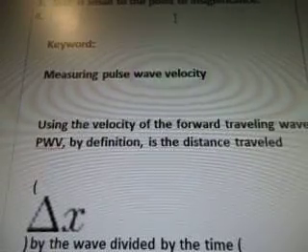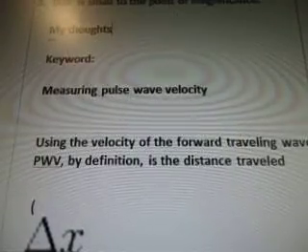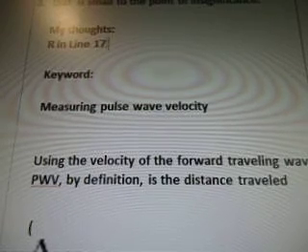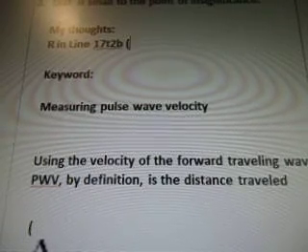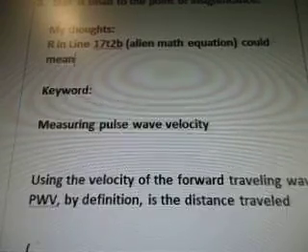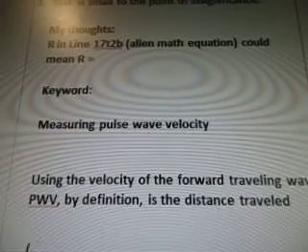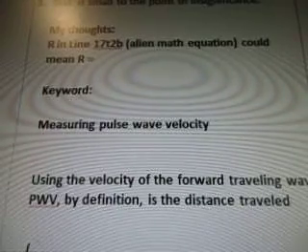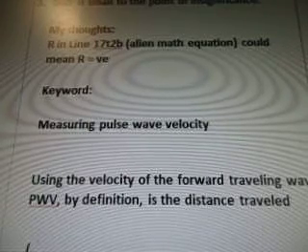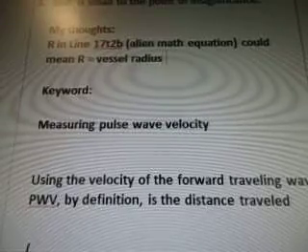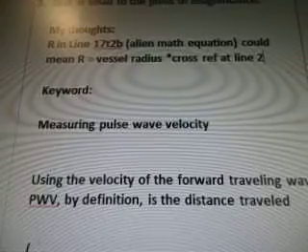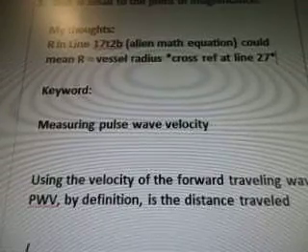Actually, I'm going to just add my thoughts here. R in line 17T2b, alien math equation, could mean R equals, what did I say? Oh, I wrote it down. About the radius. Vessel radius. Cross-reference at line 27. So that's just an easy way of doing it.